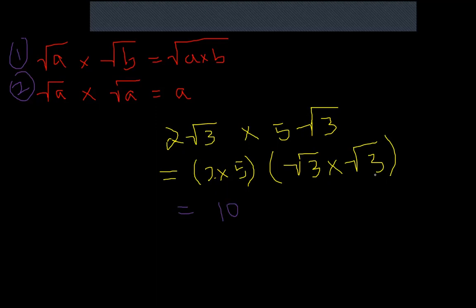And root 3 times root 3. According to this rule, when the number under the square root symbol is the same, just like in this case, we have 3 here and 3 here, the answer would just be the number. So the square root of 3 times the square root of 3 is supposed to give me back 3. So that's 10 times 3, which is equal to 30.